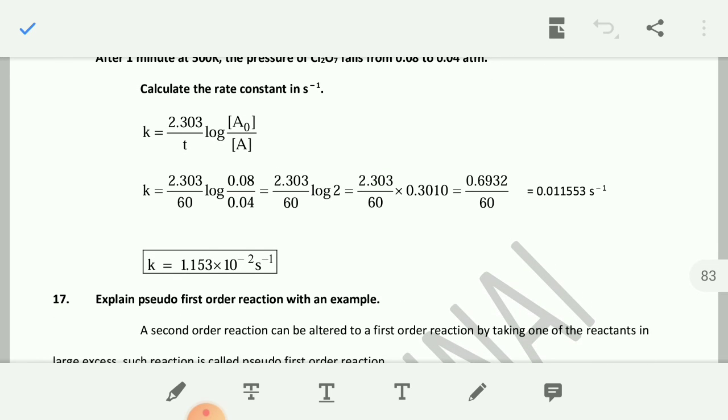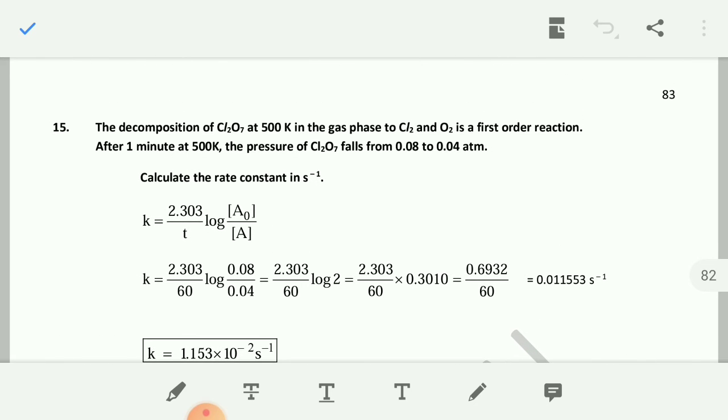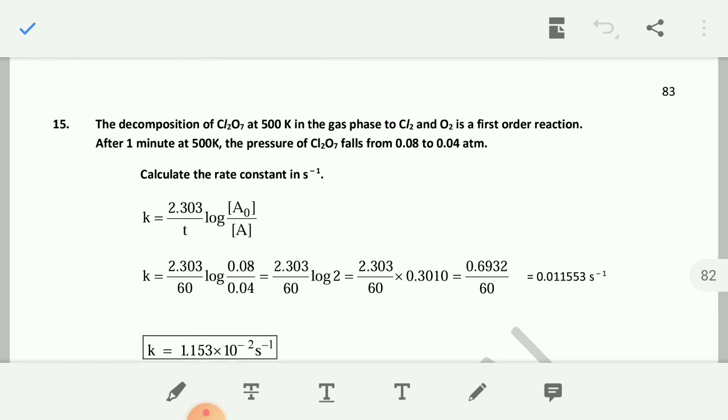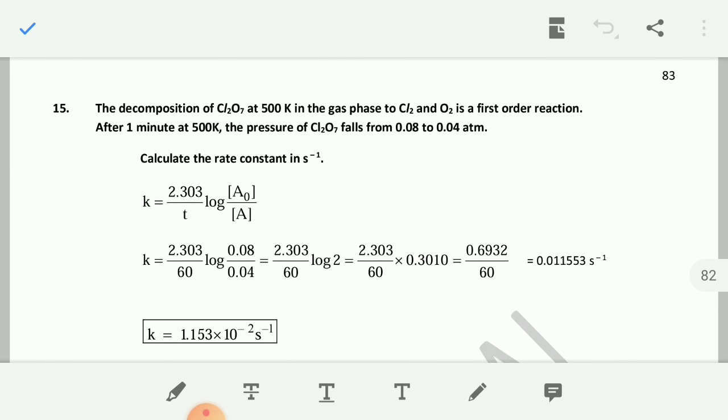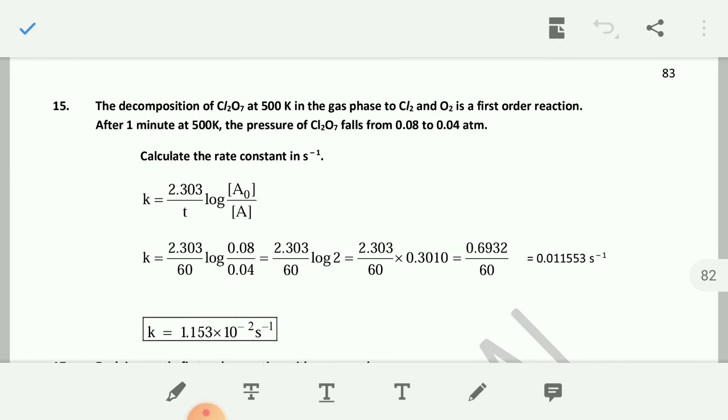K equal to 2.303 divided by t. What is the t value? T value here is 60, that is after 1 minute, which means 60. What is the log value here? A naught is 0.08, then A is 0.04.